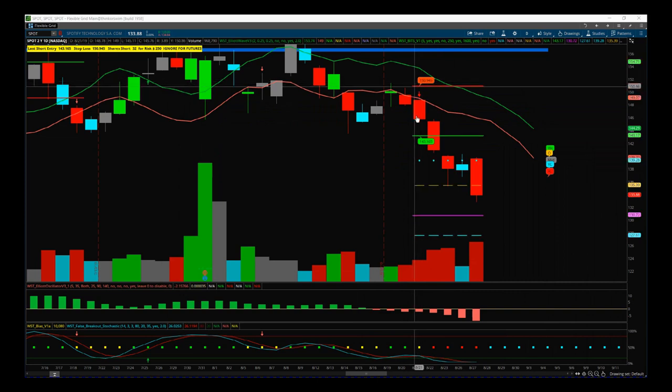So we got the signal with an entry at 143.70, stop loss 150.95, and then as you can see here, we've gone through the second target price already. So this is swing trading. Each candle is a daily time frame.